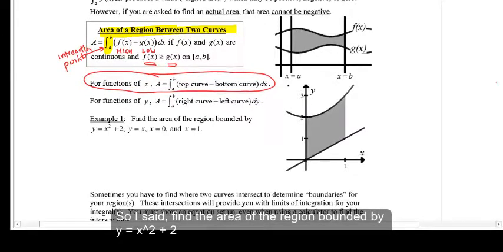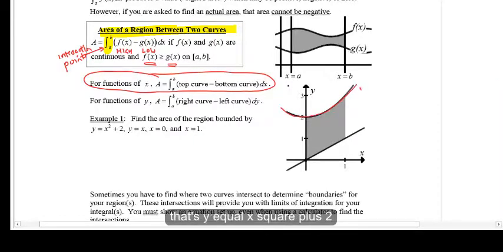So I said find the area of the region bounded by y equals x squared plus 2. That's this one here. So that's y equals x squared plus 2. Y equals x. That's this one down here. X equals 0. That's this line here. And x equals 1.